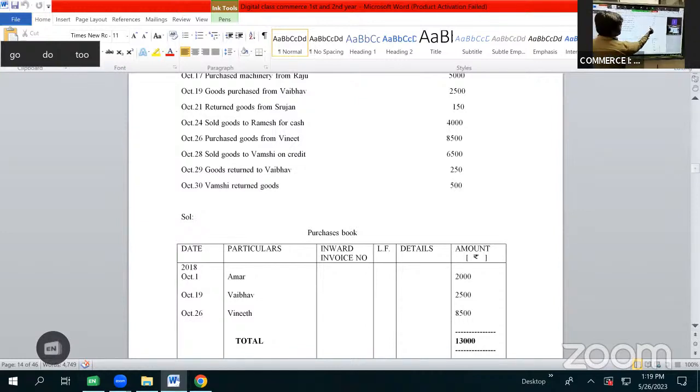Purchased goods from Vinith, 8,500. It will be shown in purchases book as October 26. In particulars column, we'll be writing it as Vinith. And in amount column, we'll be writing it as 8,500.